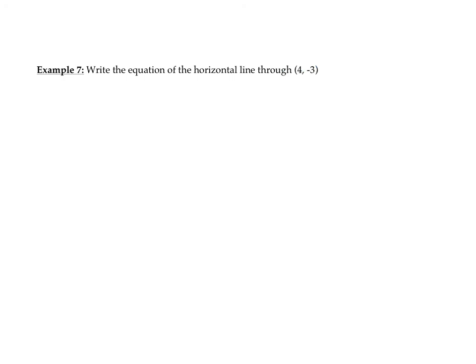Okay, the last two are actually really quick, but they sometimes cause us a little bit of confusion. So I'm going to draw a little graph here. It says in example 7, write the equation of the horizontal line through (4, -3). So this is the point (4, -3) right here, okay? If we're writing the equation of a horizontal line, it would look like this. All right, in other words, you'd think, oh, it's flat, and it is. All right, so we're going to put a bunch of points on this line.